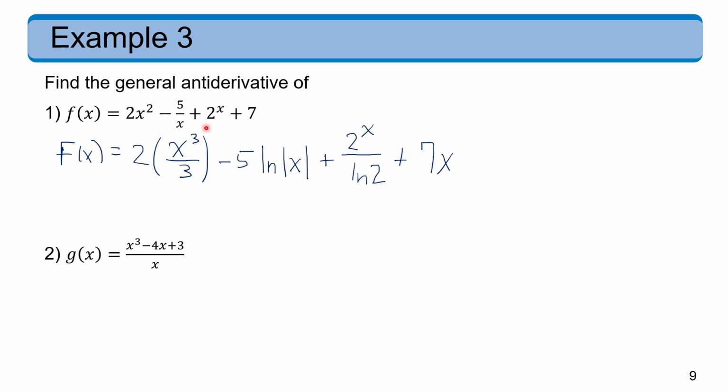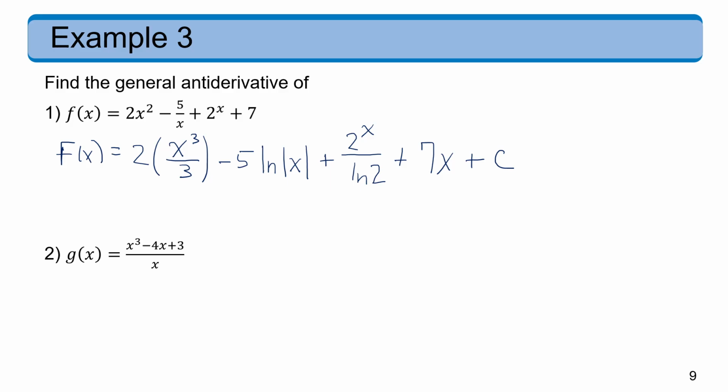So we're done here. But we're asked to find the general antiderivative. We just found one antiderivative. But it's very easy to make it general. We already learned this. You just put plus c on the end and it becomes the general antiderivative. So that finishes number 1.